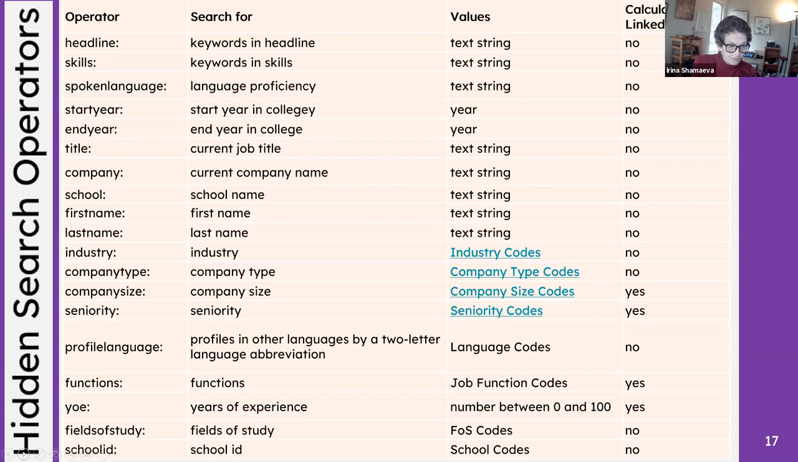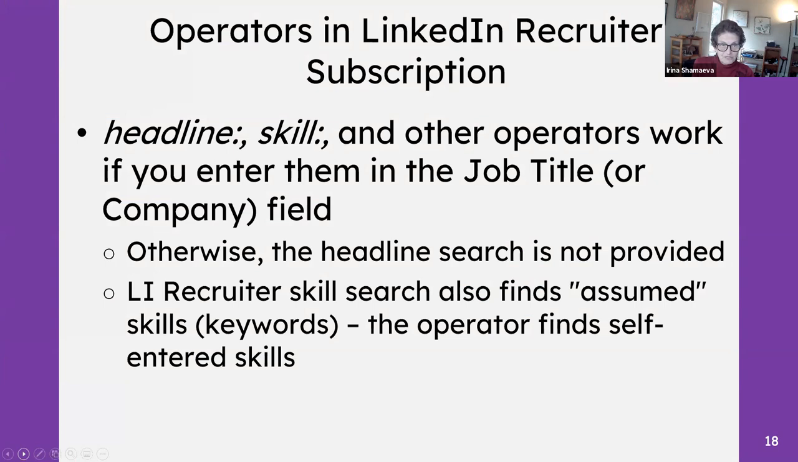The reason I know that the code is not gone is that there is an expensive subscription for recruiters called LinkedIn Recruiter, and the operators continue to work there. I'm not suggesting that you buy the subscription, about 10,000 a year, but that proves that the code is there and the operators work. So in LinkedIn Recruiter, we can search for headline, skill and other things. Otherwise, without the operator, we do not even have the headline.